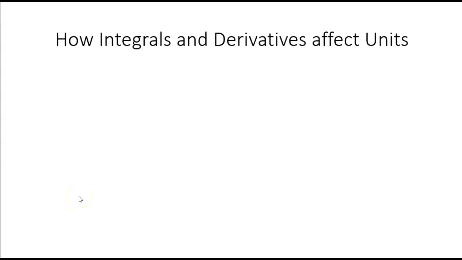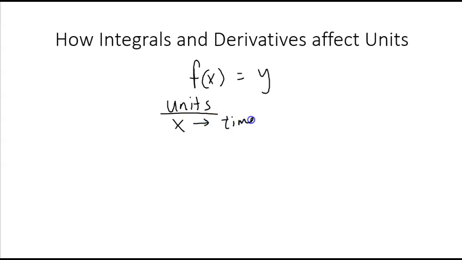So let's go ahead and say that I have a function here. And let's say that our units are, for x, I'll just make up something here. Like let's say it's time. That's usually what it is. And let's say that y is, let's just go ahead and say, miles. It doesn't matter. Okay. So we have a function and the output is in miles. That's the y values, the output. The input is time.